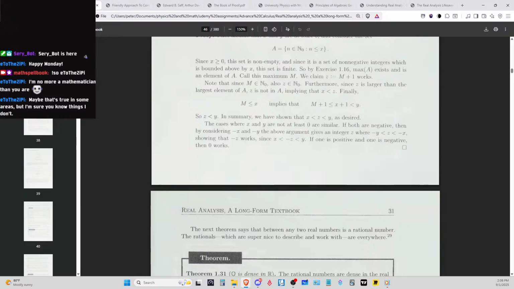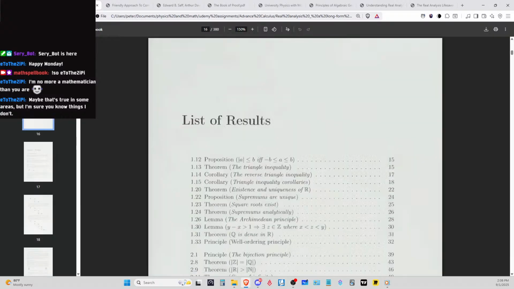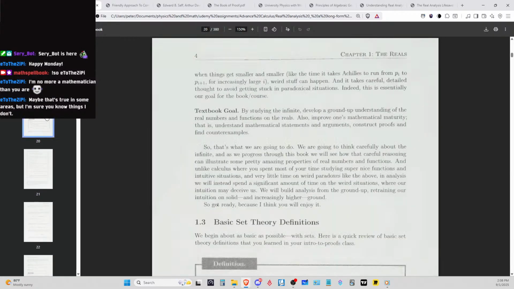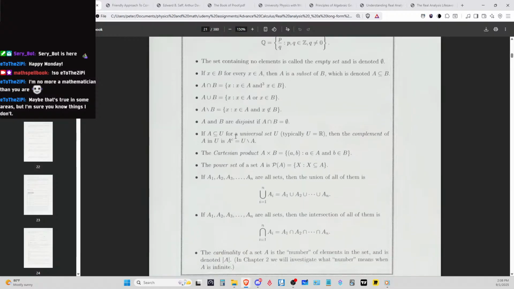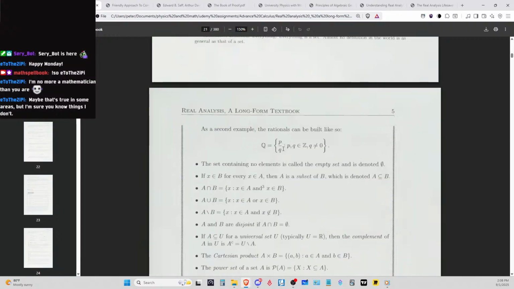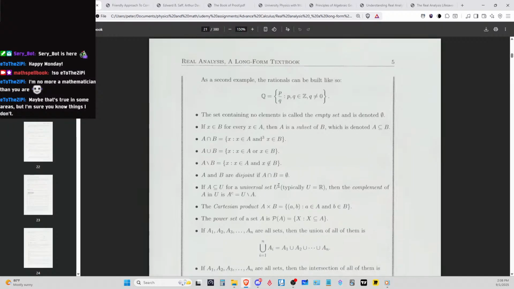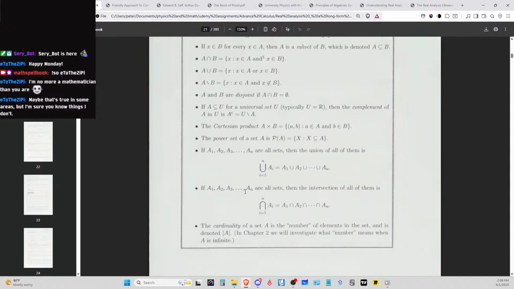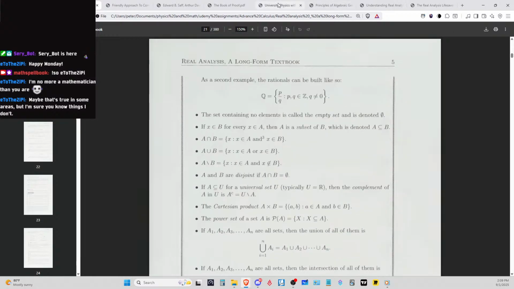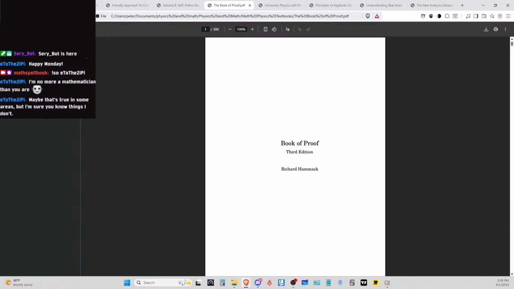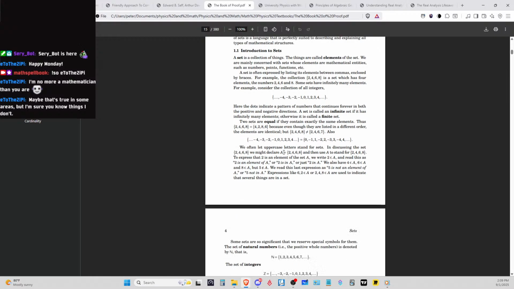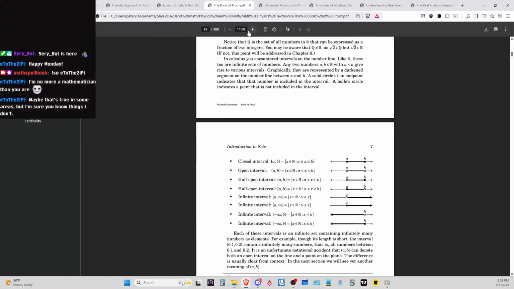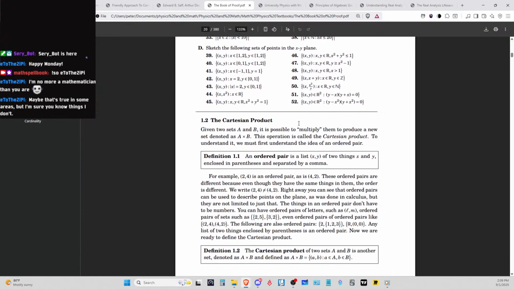So I think we can go. The problem is that I don't have a bookmark section, so I am going to have to rummage through the pages here, the old-fashioned way. So they show complement here, or at least the definition, so I can actually have a clear one. I guess not. So I guess I'm going to have to go to the book of proof. Fundamentals. Let's go to sets. I just want to have the exact definition so I don't have to write it out.